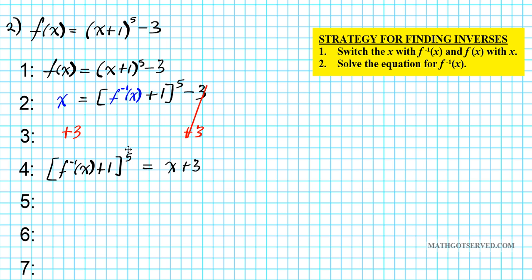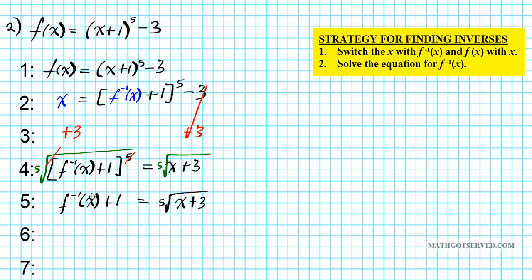Okay? Now let's address the 5th power. The opposite, or the inverse of the 5th power, or raising an expression to the 5th power, is taking the 5th root. Okay, so we're going to take the 5th root of both sides of our equation. The 5th root is just the square root bar with the 5 there. Since these two functions are inverses or opposites on the left side, they both cancel each other out. So we are left with the inverse of f of x plus 1 equals the 5th root of x plus 3.